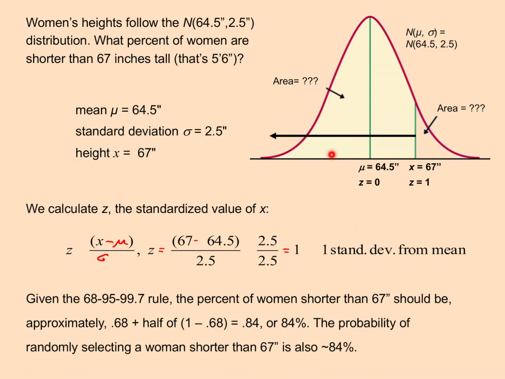Well, if that's plus 1, we know that from plus 1 to minus 1, we have 68%. According to our rule, this tail must be 16%. So 68% plus 16%, 84%, right? That's just another way of saying that 84% of the area of the curve falls to the left of plus 1 standard deviation from the mean. And that's why z-scores are useful, because they're a measure of how many standard deviations away from the mean some value of x falls.